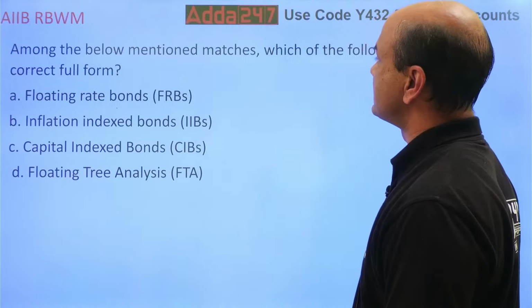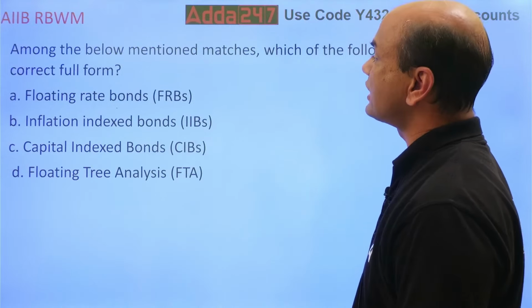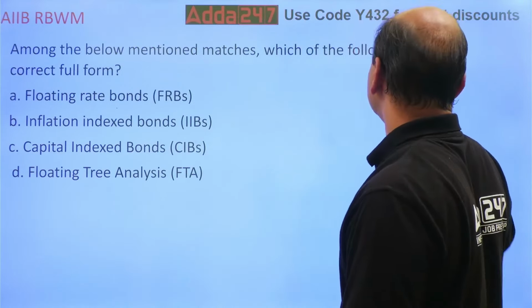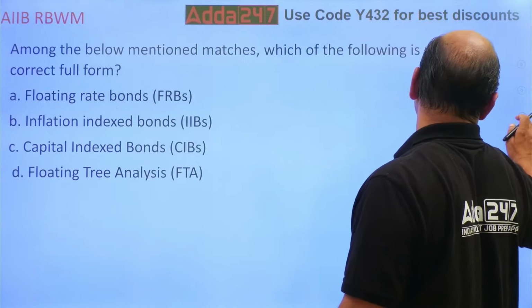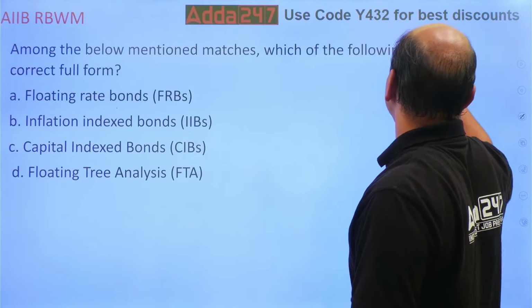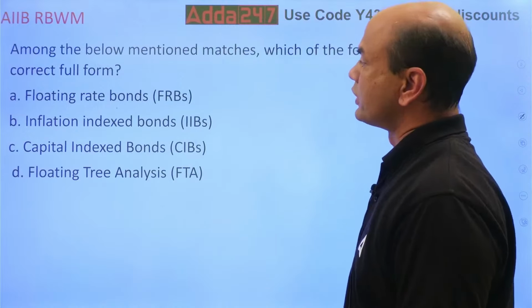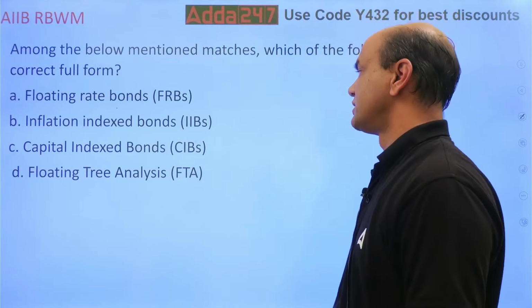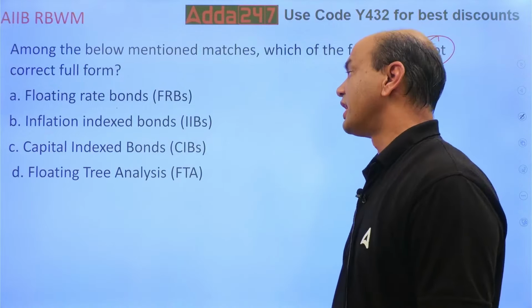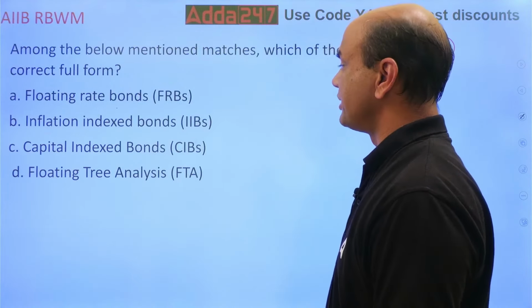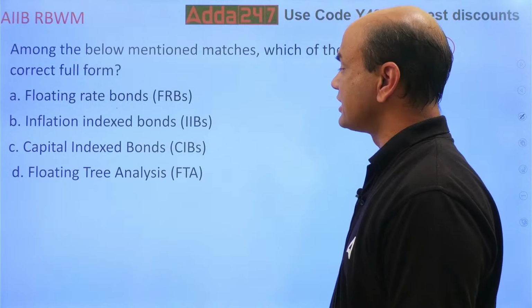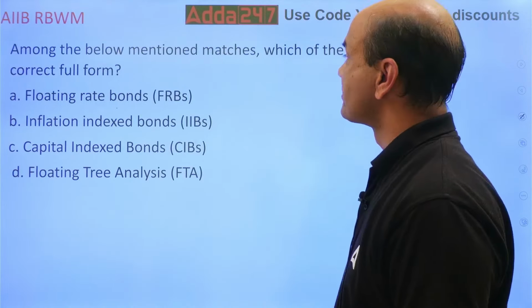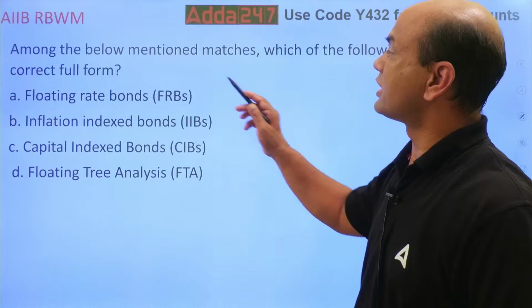Among the below mentioned matches, which of the following is not the correct full form? Floating rate bonds, FRBs. Inflation indexed bonds, IIBs. Capital index bonds, CIBs. Floating tree analysis, FTA. So, which of the following is not the correct full form?